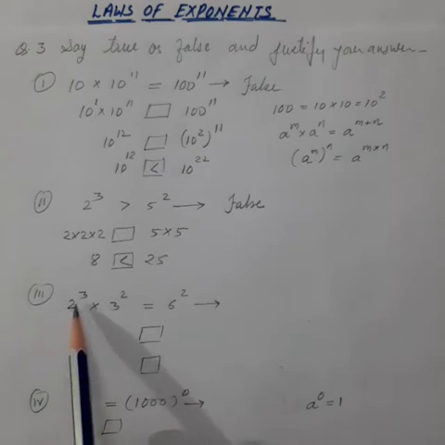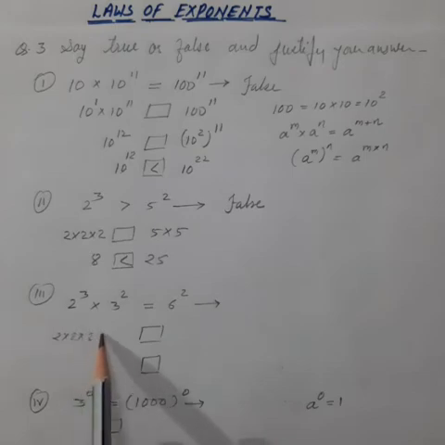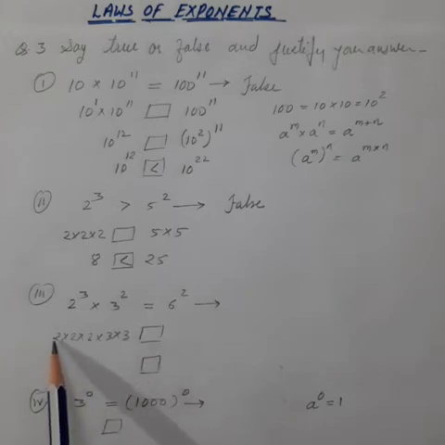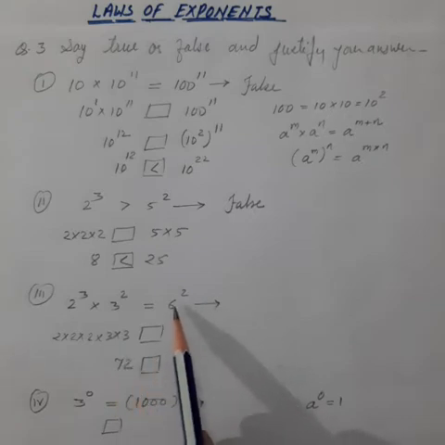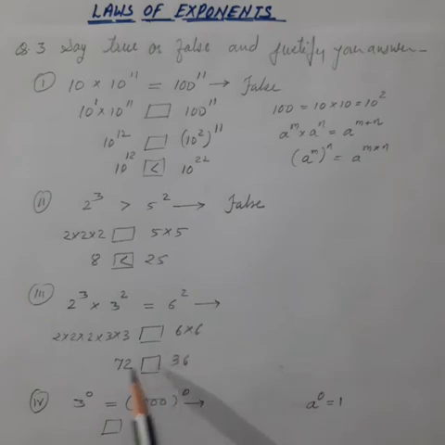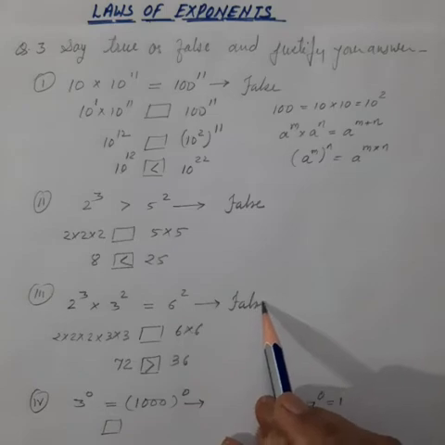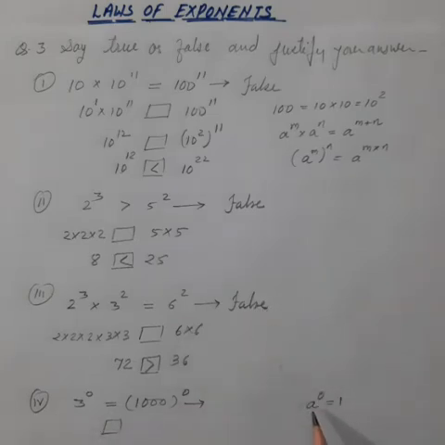Third, left hand side is 2 cube into 3 square. 2 cube means 2 is multiplied by itself 3 times and 3 square means 3 is multiplied by itself 2 times. 2 2s are 4, 4 2s are 8 and 8 9s are 72. Right hand side 6 square means 6 into 6. 6 6s are 36. 72 is greater than 36. But here it is given equal. So statement is false.